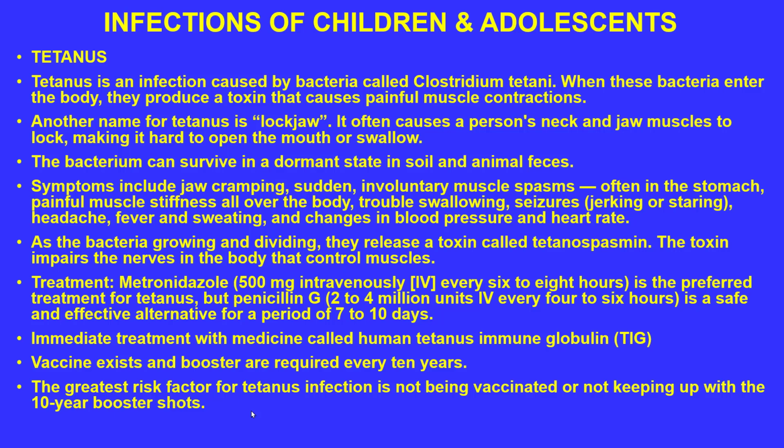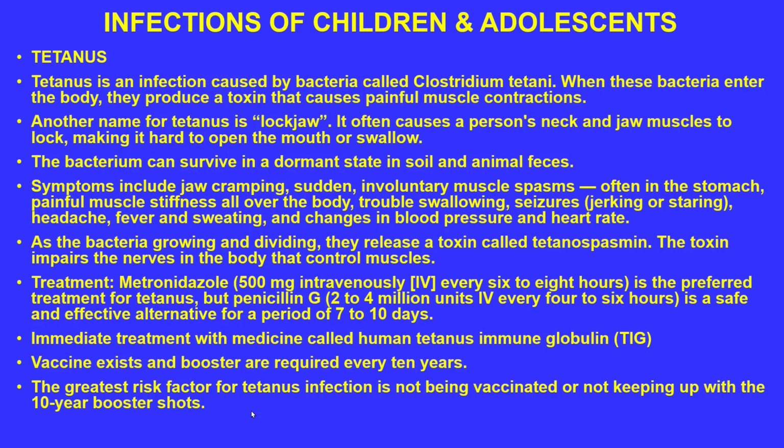And it's interesting that the bacteria can survive in a dormant state in soil and animal feces. Now, symptoms include jaw cramping, sudden involuntary muscle spasms, often in the stomach, painful muscle stiffness all over the body, trouble swallowing, seizures such as jerking or staring, headache, fever and sweating, and changes in blood pressure and heart rate. What happens is, as the bacteria grow and divide, you see a release of a toxin called tetanospasmin.